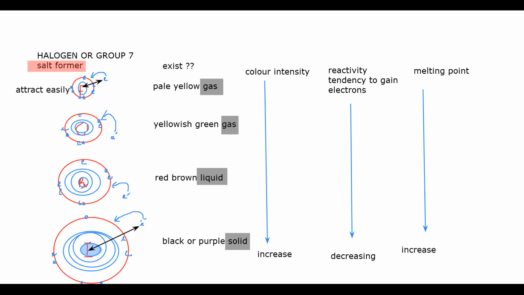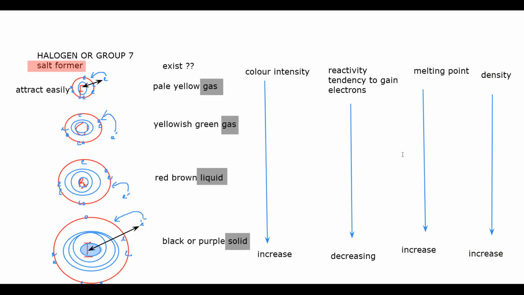So as we go down the group, the melting point for group 7 increases. And the density for all the groups, because as we go down, the mass is increasing. So down the group, the density will always increase. Is it clear? These are the periodic trends which you have to learn.